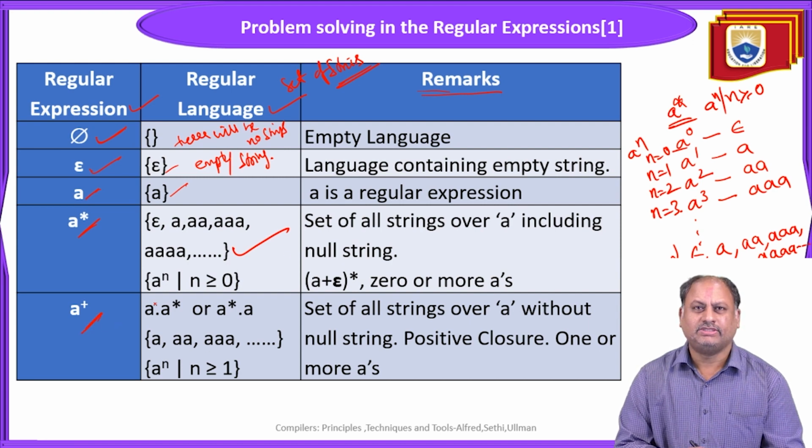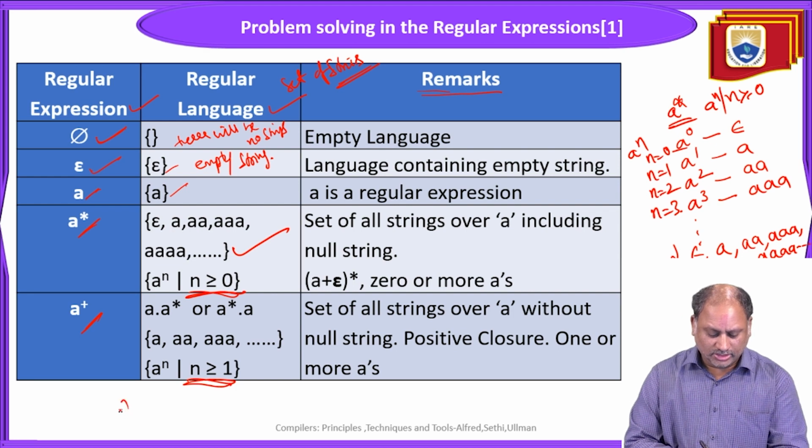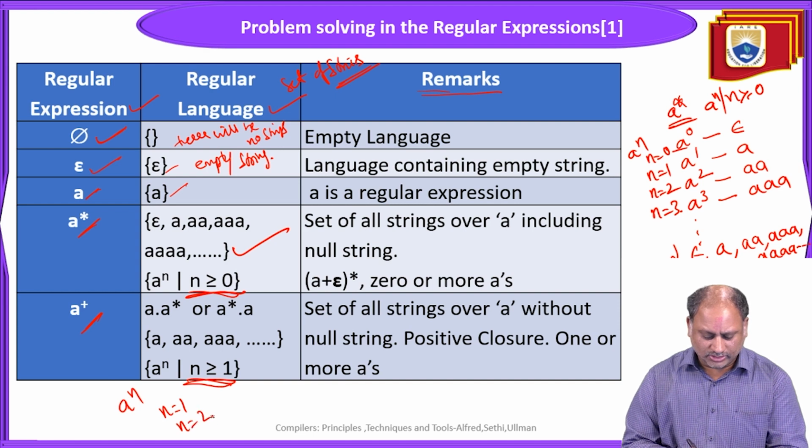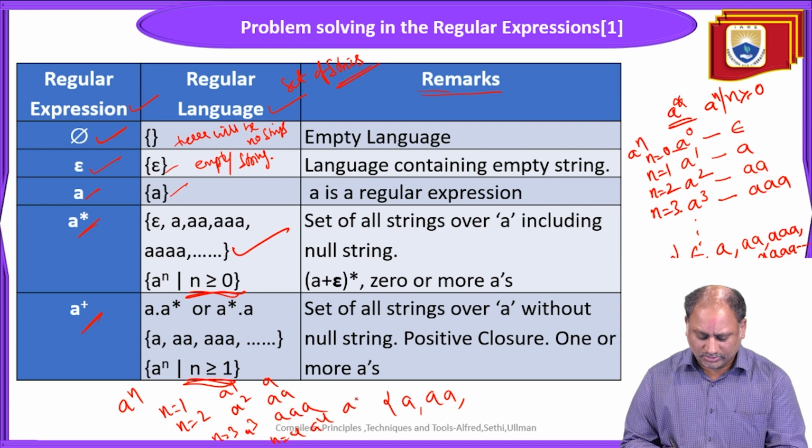Now A plus describes the same case, and the only difference is that epsilon, the empty string, is not available. So in A plus, n is greater than or equal to 1, not 0. A power n contains n equals 1, n equals 2, so A power 1, A power 2. It starts with n equals 1, then n equals 3 gives A power 3, n equals 4 gives A power 4.